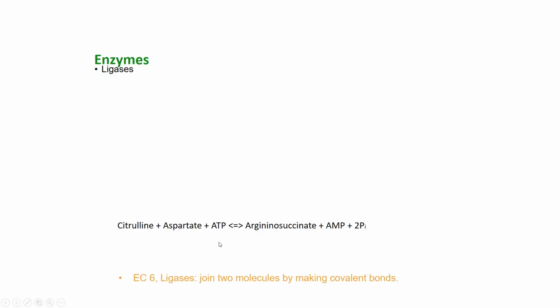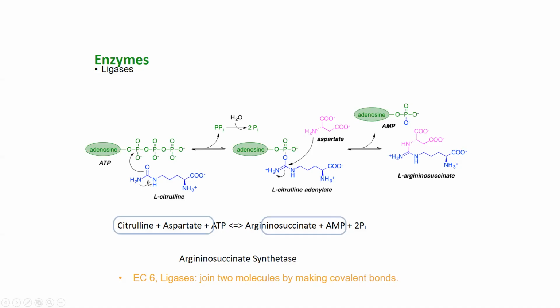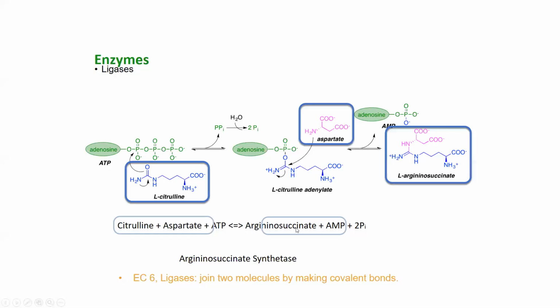Ligases join two molecules by making a covalent bond, like in here. You see, the ligase connected L-citrulline to a phosphate group from ATP. It connected the L-citrulline to ATP. Then it connected aspartate to the L-citrulline. You see, now you have the pink aspartate connected to the L-citrulline, and this was mediated by the ATP. So that just shows you that ligases join two molecules by making covalent bonds. We've seen ligases in DNA replication when we join together the Okazaki fragments.